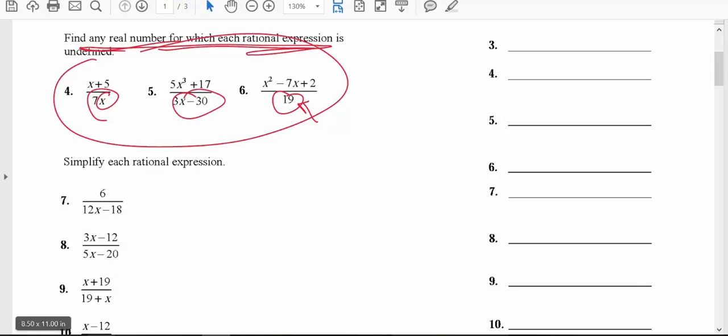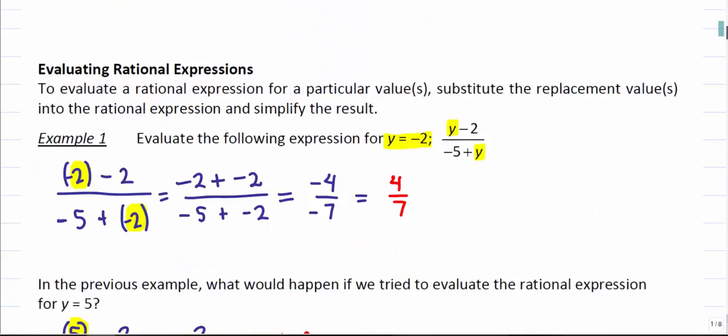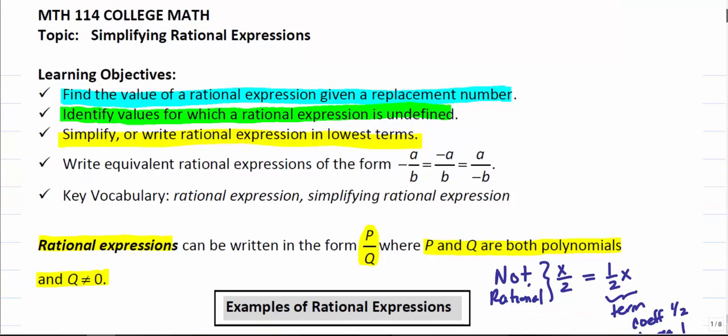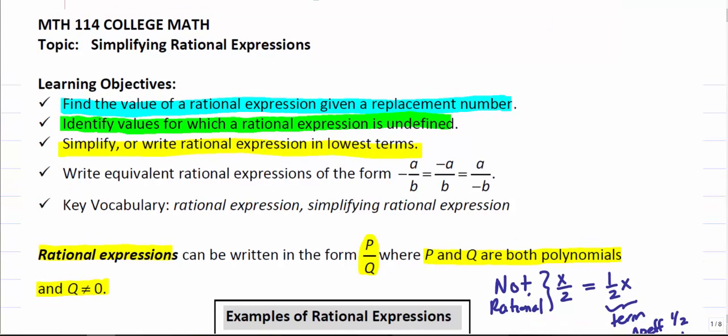Okay, so let's look at the next little topic we got going on here. The next objective says to simplify or write a rational expression in lowest terms. And simplifying a rational expression is basically the same as simplifying a fraction. You know, if you were asked to simplify, let's say 18 divided by 42, a lot of students were taught to find the greatest common factor and divide it out, or just start dividing out what they have in common.